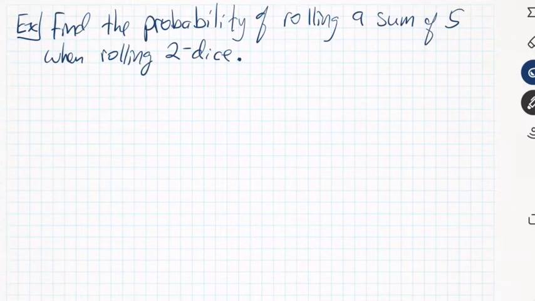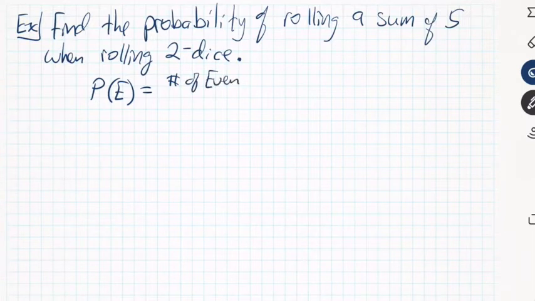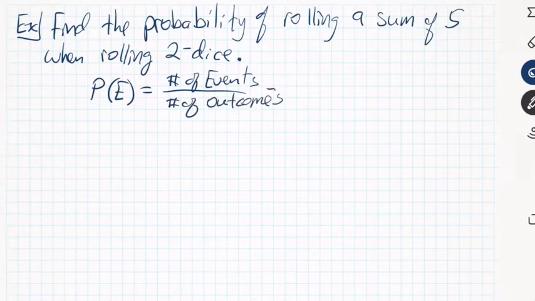Alright, so let's say we want to find the probability of rolling the sum of 5 when rolling 2 dice. Maybe Park Place is 5 spaces away on a Monopoly board and you want to land on it, and you're curious what your chances are. Alright, so when we're doing probabilities, you always have to keep in mind that the probability of an event is always equal to the number of events divided by the number of outcomes. Now we know the number of outcomes of 2 dice, that's 36, we just discussed that.